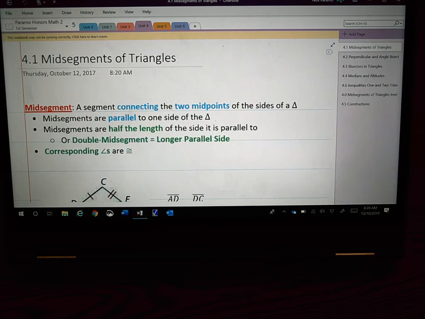Honors Math 2, Unit 4. This is first period in the year 2019. Right before 2020, when everything becomes clear. 2020, for those of you who aren't paying attention, okay?